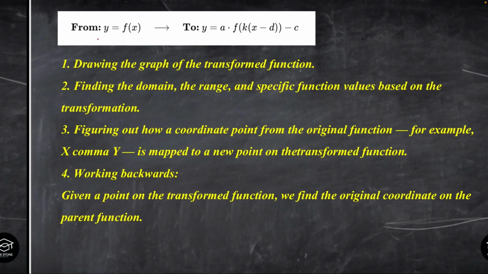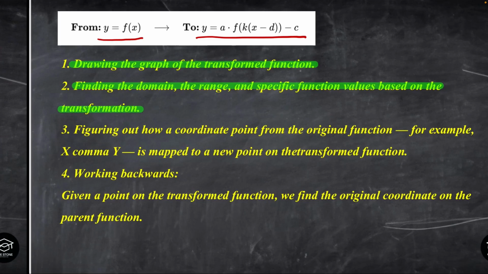Now imagine that it has been transformed into y equals a times f of k times (x minus d), then minus c. In this situation, we often see 4 types of problems. First, drawing the graph of the transformed function.